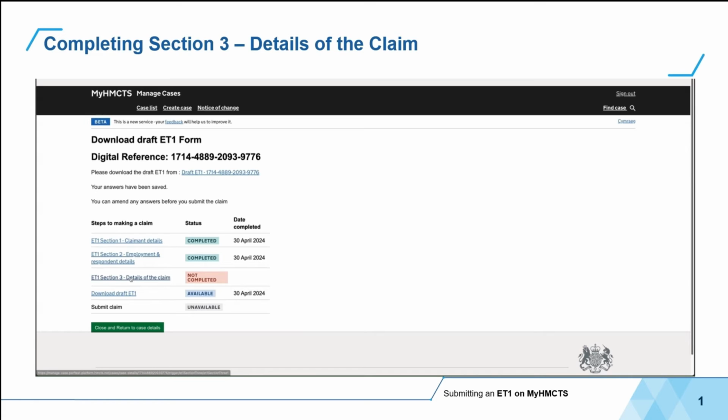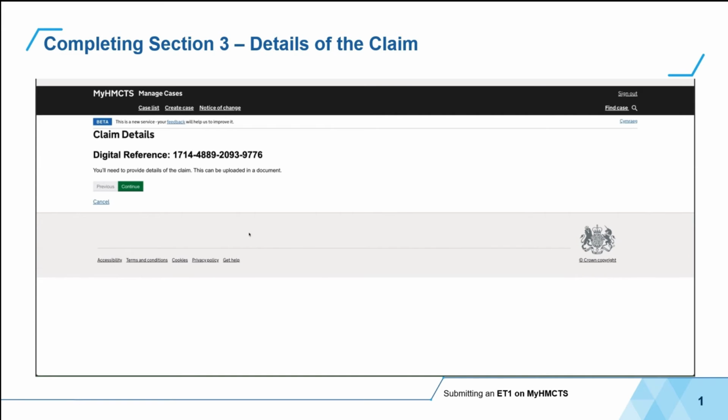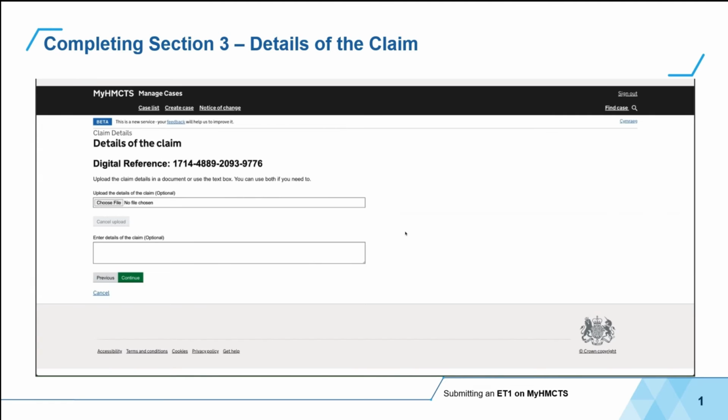Here you can now complete section 3, which is the details of the claim. You'll click on continue, and here you can upload a document that could be Word, PDF, RTF in terms of the grounds of resistance, or you have the option of entering the details of the claim in the box provided.